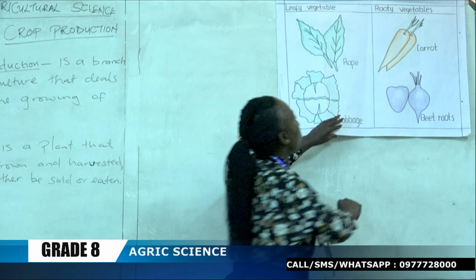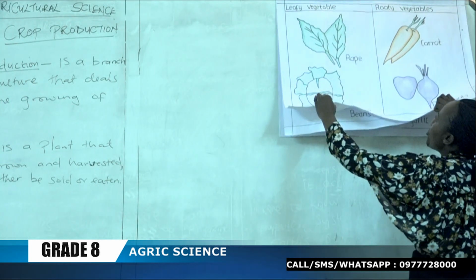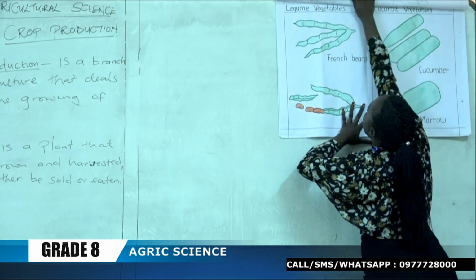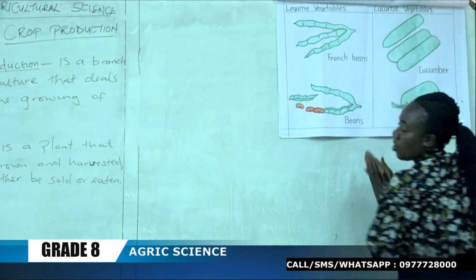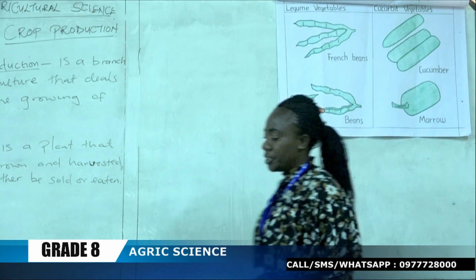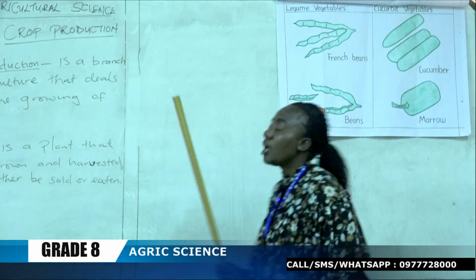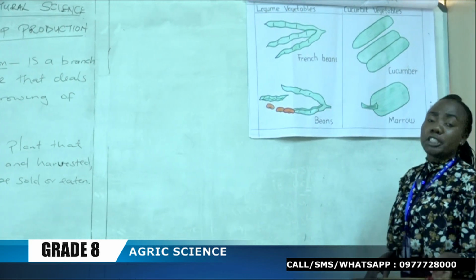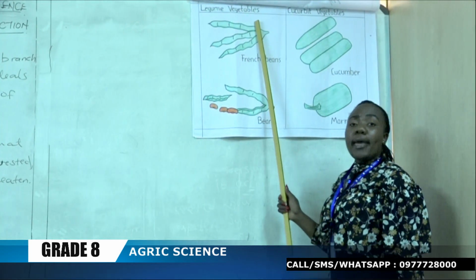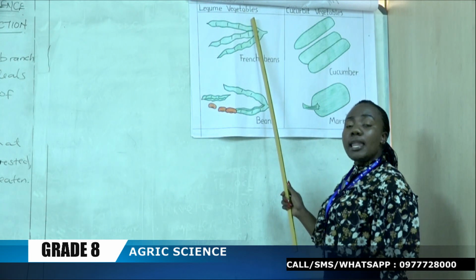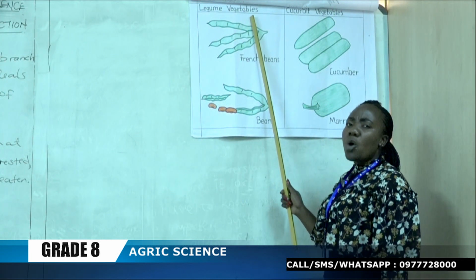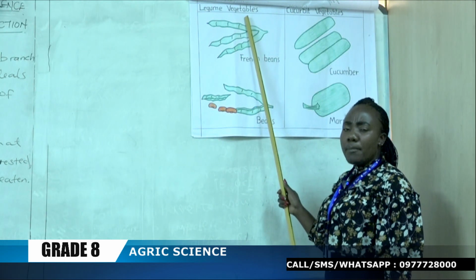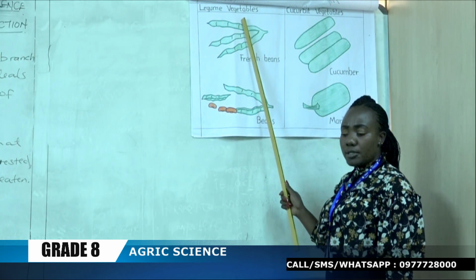Okay. So we're going to go on to the third group of vegetables. The third group of vegetables I have is legume vegetables. What are examples of legume vegetables?